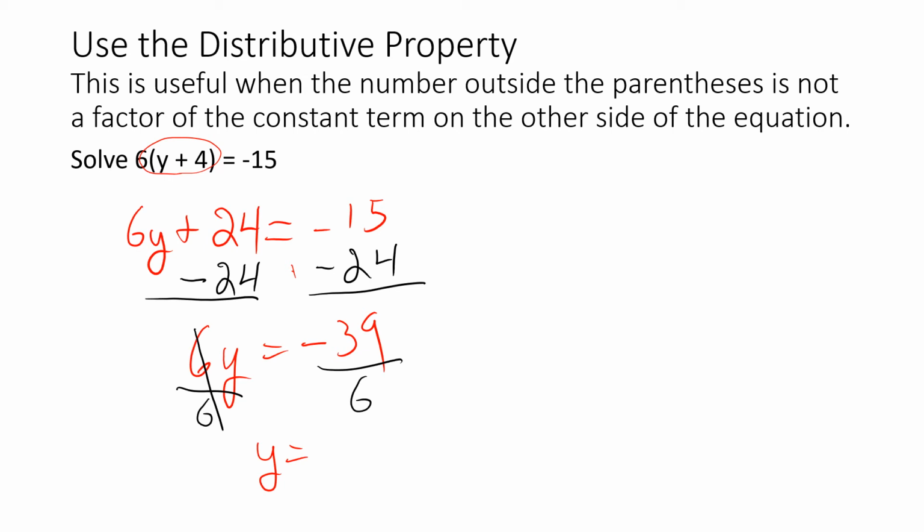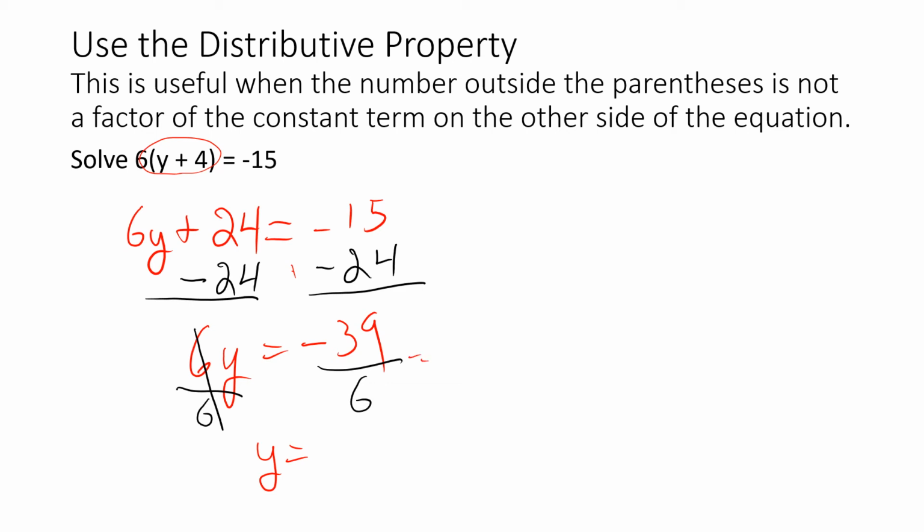So 6 goes into 39, right? If you did this in your calculator, you're going to find out that 39 divided by 6 is 6.5. So we could write it as 6.5.